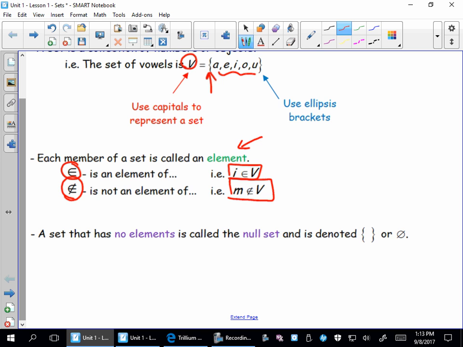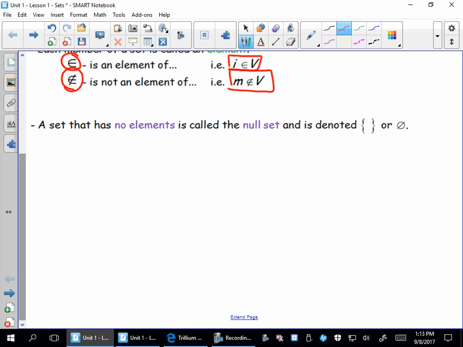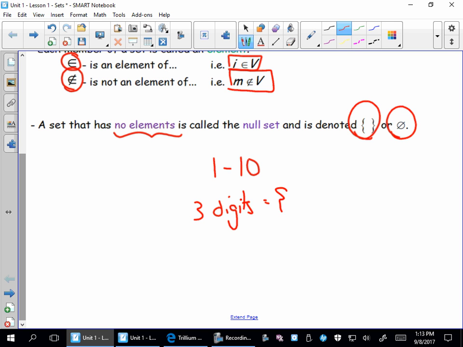Kind of a big idea here, the null set, a set that has no elements. An empty set has brackets with nothing in them, or we use a 0. So we have the numbers 1 through 10, let's say. How many of those things have 3 digits in them? Well, there's nothing between 1 and 10 that's got 3 digits, so that set would be empty. There's nothing in there.